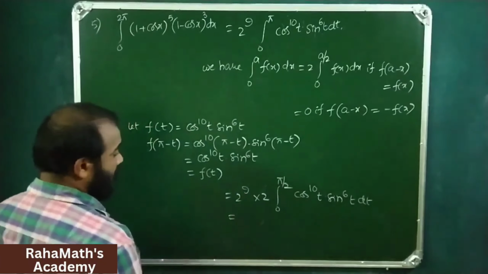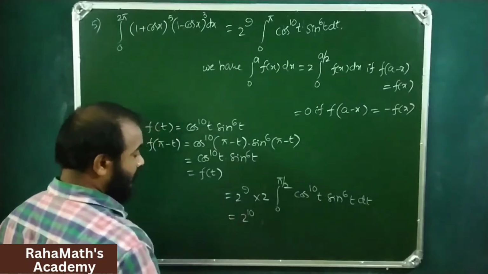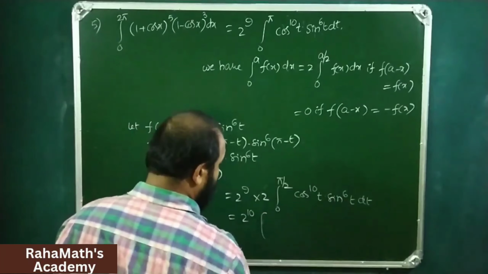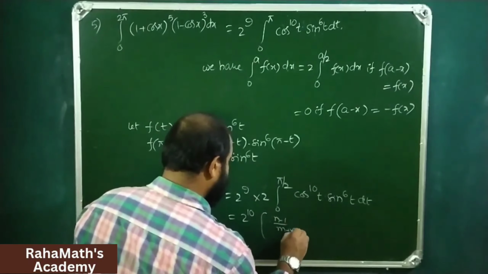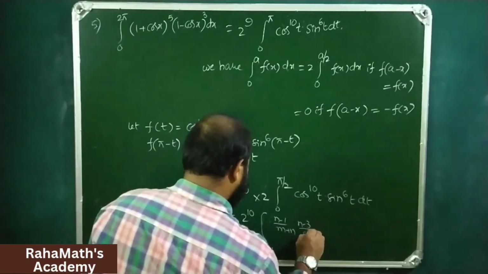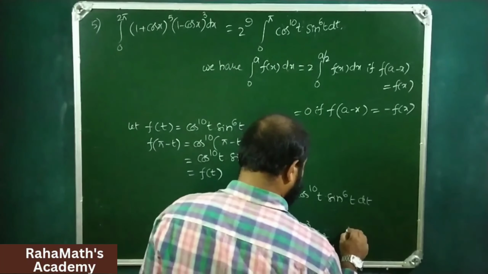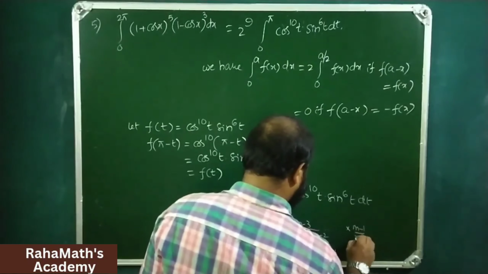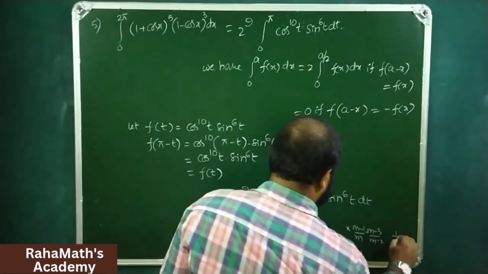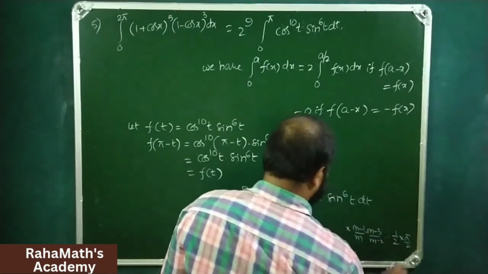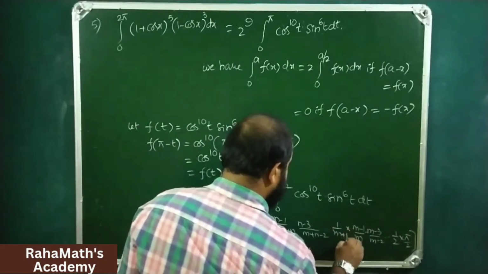So this is 2 power 10 into, here m comma n are even, n minus 1 by m plus n, n minus 3 by m plus n minus 2, etc., into the second is m minus 1 by m, m minus 3 by m minus 2, etc., 1 by 2 into pi by 2. So if you want to know the previous term, how much is this? 1 by m plus 2.